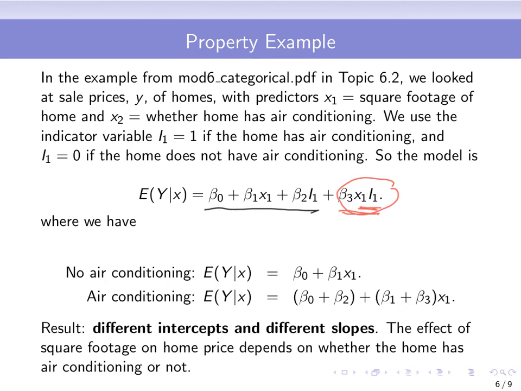The slopes tell us how much the mean of y changes as x1 increases by 1. So with no air conditioning, when x1, square footage, increases by 1 unit, the mean sale price increases by beta 1, but with air conditioning, the mean sale price increases by beta 1 plus beta 3. So the effect of square footage on home prices depends on whether the home has air conditioning or not. This is what we mean: the effect of a predictor on the response depends on the value of the other predictor, in this case, whether it has air conditioning or not.